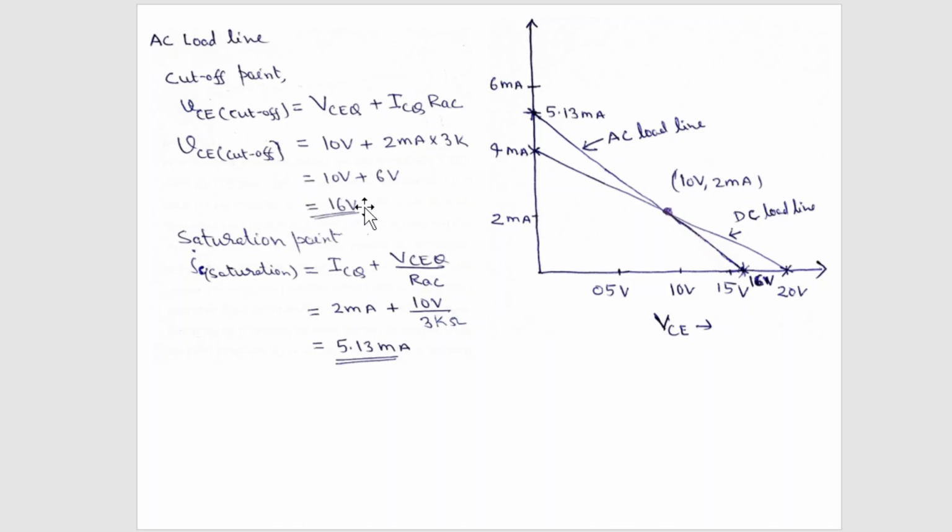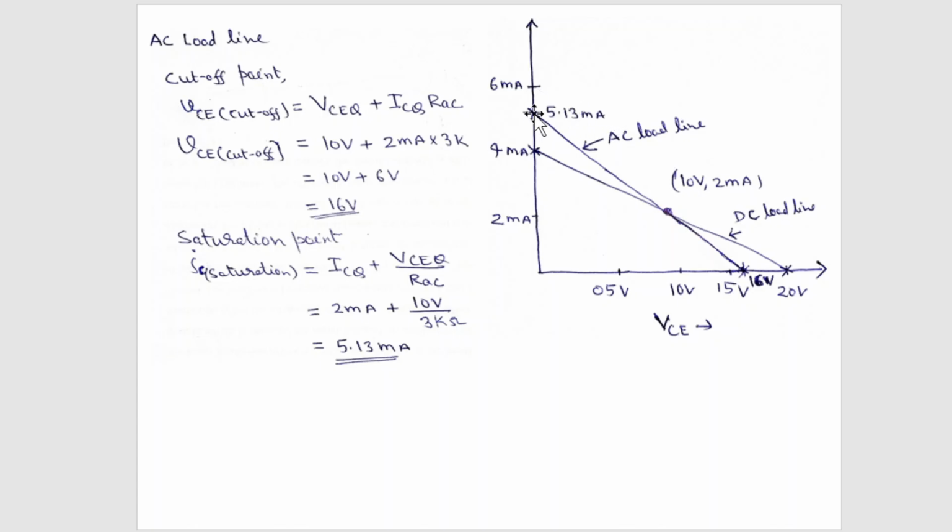The first end point on the x axis is 16 volt. So 16 volt is beyond 5, 10, 15. This is the end point for the AC load line, which is less than the DC load line end point. The DC load line end point was 20 volt, so this is 16 volt. Another end point on the y axis that we have now obtained is 5.13 milliampere. The end point for the DC load line was 4, so now it is 5. So this is 5.13 milliampere.